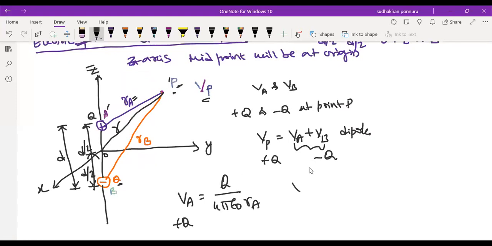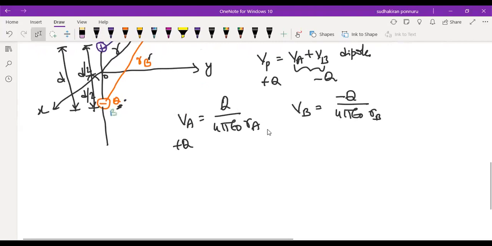Next, what about VB? VB is because of the minus Q point charge. Therefore here you have to write a small modification, that is minus Q divided by 4 pi epsilon naught RB. Q is at a distance of RB to the point P. Therefore I have written VB is equal to minus Q divided by 4 pi epsilon naught RB.